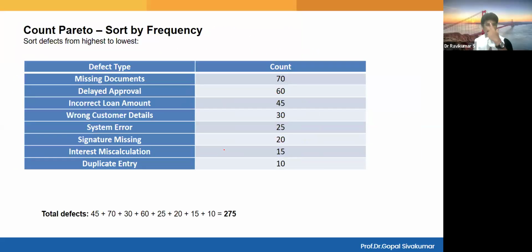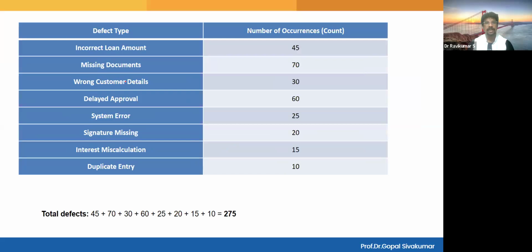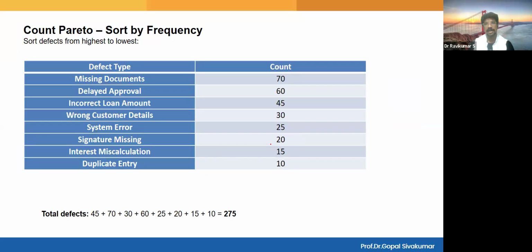So we have another similar example. In a bank, there are a lot of defects arising in documents. There are types of defects occurring in a bank. Incorrect loan amount comes to 45, missing documents 70, wrong customer details, delayed approval, system error, signature, interest calculation, duplicate entry. So we have to arrange this in descending order, and we found that the total comes to 275.